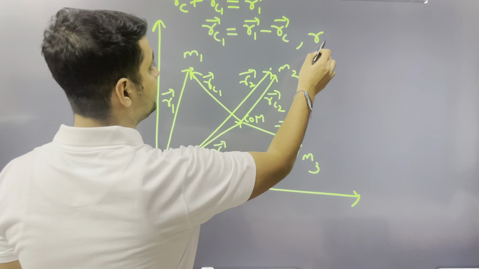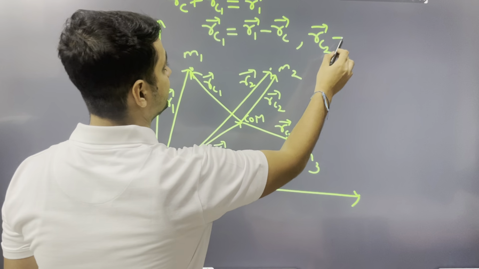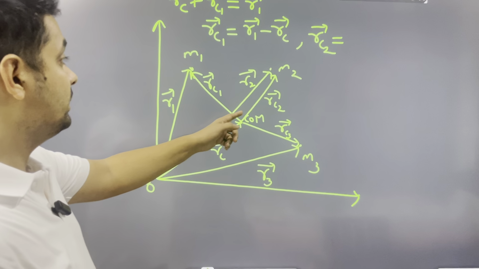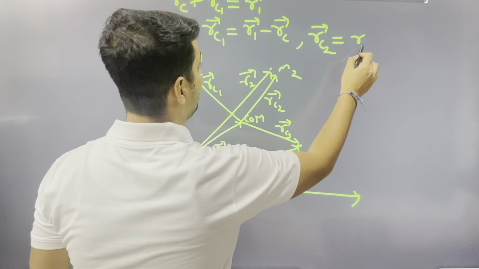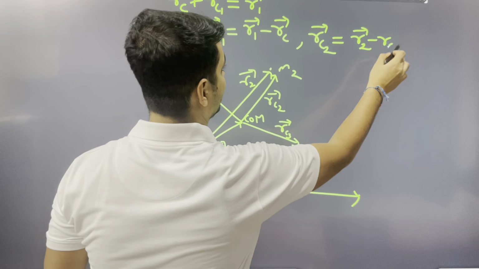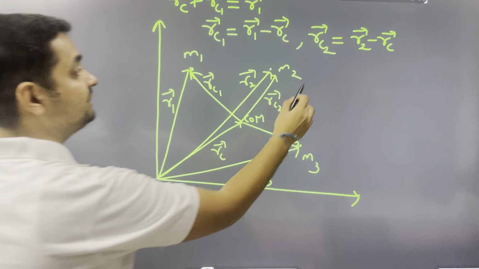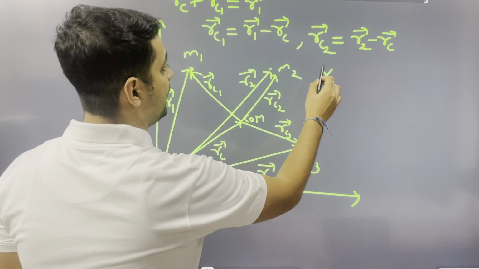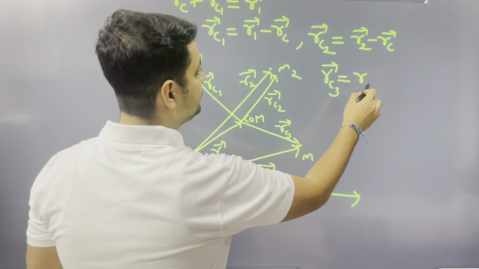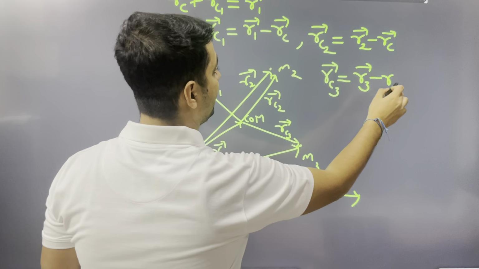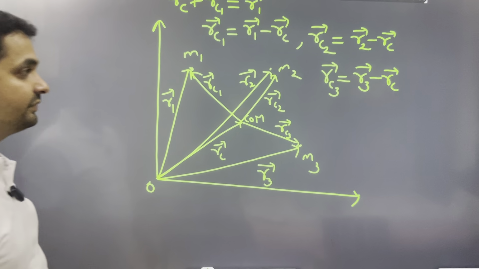Similarly, we can write rC2 vector. What is the rC2 vector? The same way, r2 vector minus rC vector, correct? The same way, if I want to write rC3 vector, it can be written as r3 vector minus rC vector, correct?